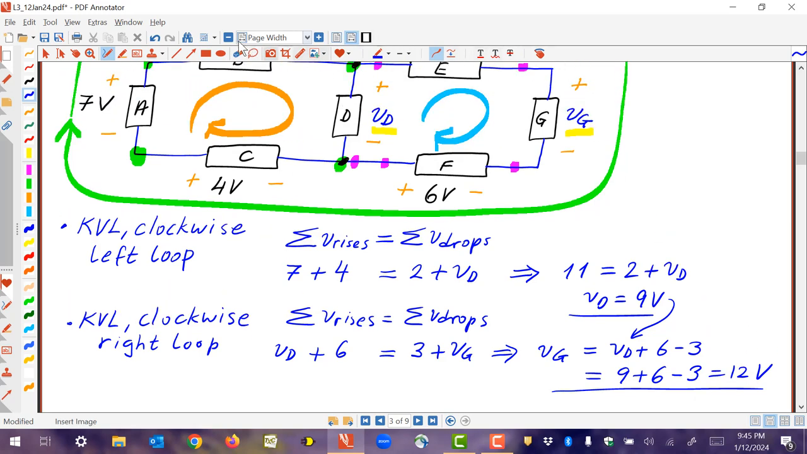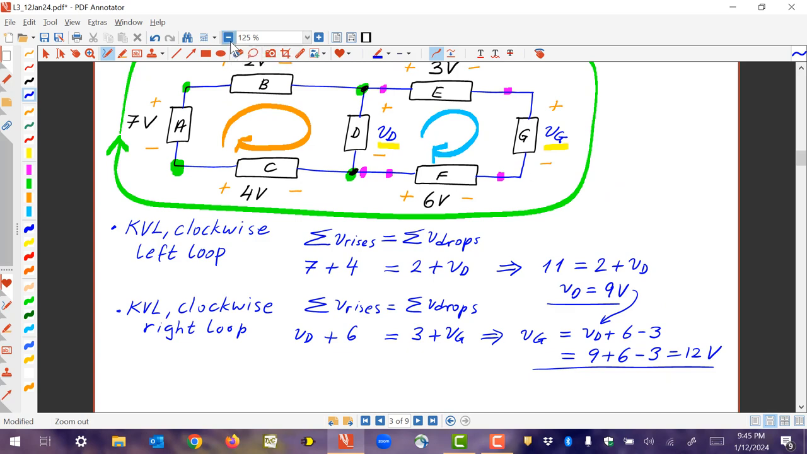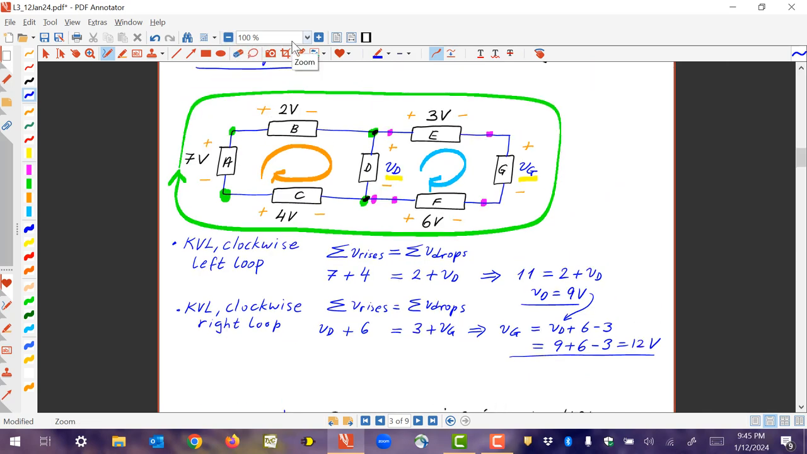By the way, what would happen if I took the outer loop just as a sort of a test? It shouldn't matter which loop you choose. So if I chose the outside loop, let's see if you can follow what I'm going to do here. Hopefully it'll work out. So KVL, clockwise, outer loop. So again, I would do sum of the voltage rises equal to sum of the voltage drops, right? And I would start again maybe at the bottom of A, and I would just balance the rises and the drops.